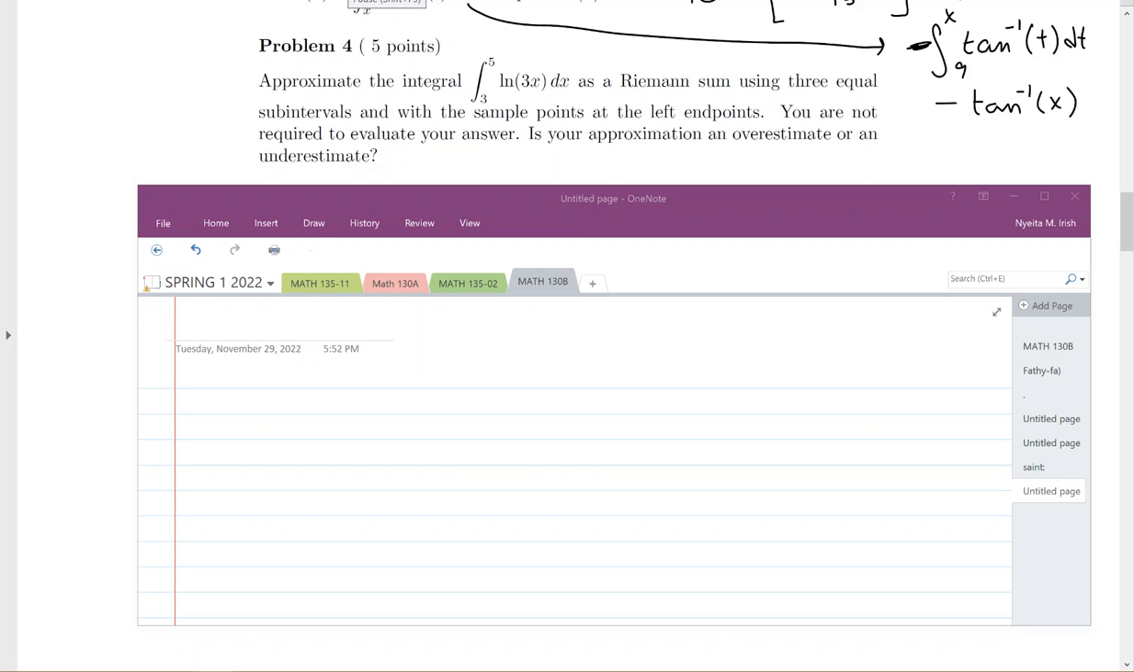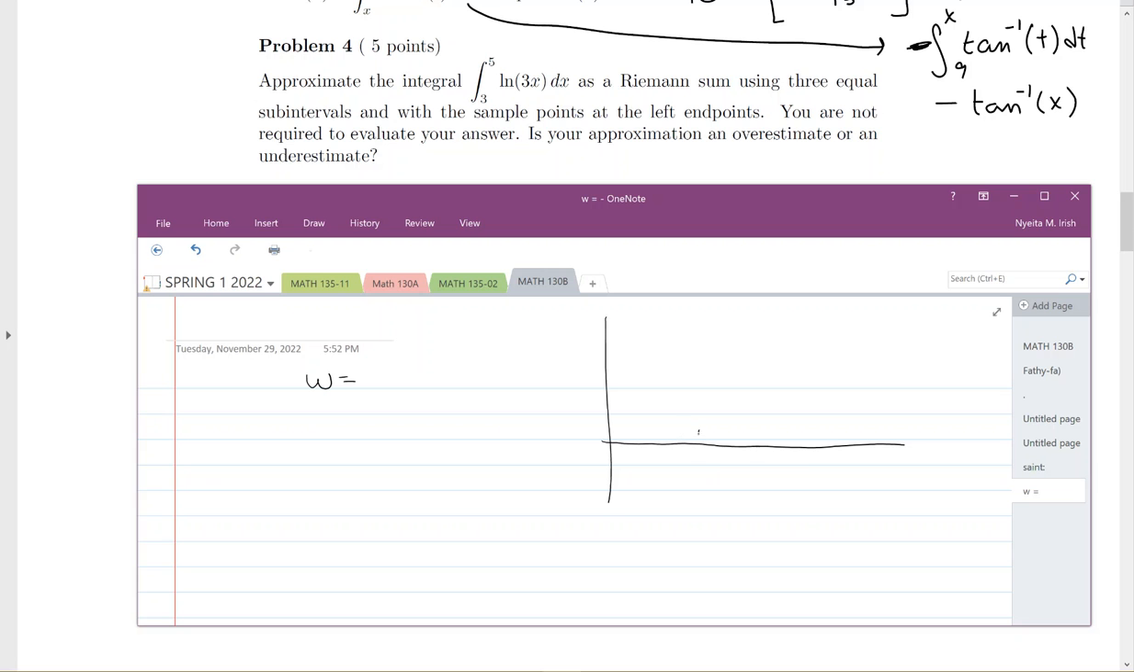Okay, so for the Riemann sum, remember you're looking at the area of rectangles under the curve. A rectangle is length times width. To figure out the width of a rectangle, you're going from 3 to 5, and you're dividing it up into 3 equal subintervals.